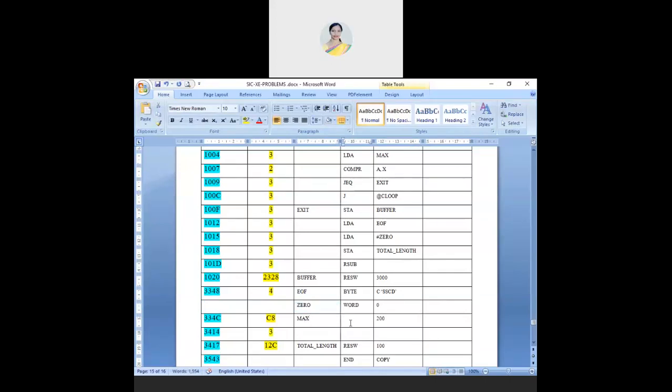And next is MAX. What is this type? Reserve word. Okay. And 10. RESW, reserve word. Then this 10, how much will it be? 10? Will it be 200?